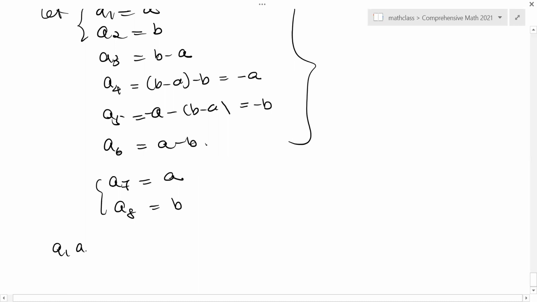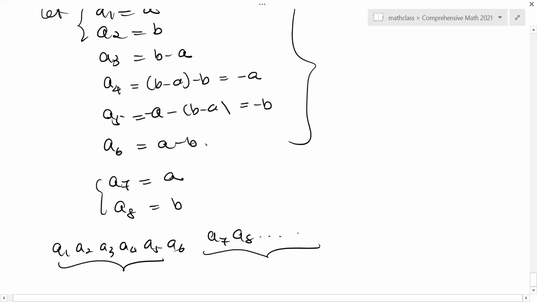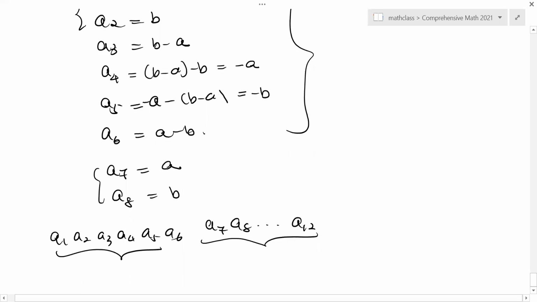So A1, A2, A3, A4, A5, A6, that's one group. Then another group is just repeating: A7, A8, all the way to A12. It's exactly the same as the previous. Okay, now you can figure it out.